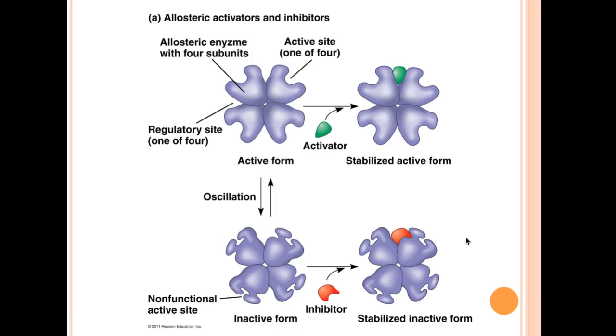So here you can see allosteric activators and inhibitors, active form versus inactive form. Allosteric enzyme with 4 subunits. You have an active site, which is 1 of 4, and you have the regulatory site, which is 1 of 4. So there you can see an activator coming in. It's going to stabilize the active form, or you could see an inhibitor coming in, and ultimately it's going to stabilize the inactive form, turning those enzymes on or off as they would function in a particular metabolic pathway.